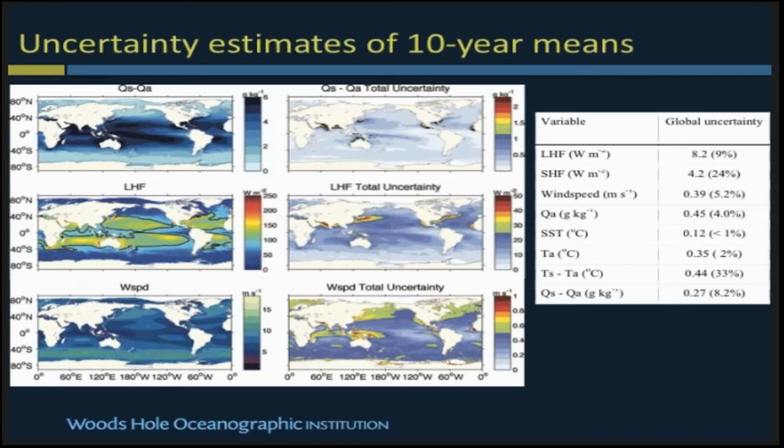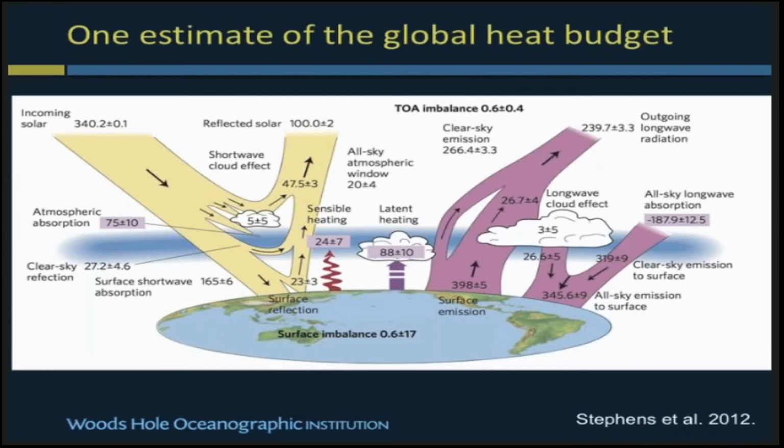In the middle panels, you can see the latent heat flux, the actual values that we have, and then the total uncertainty. You can see it's very different depending on where you are. Notice the western boundary currents, for those of you who aren't oceanographers, that would be the Gulf Stream and the Kuroshio, pop up really nicely on that. And then we have a global uncertainty estimate from that, which is about 10% for latent heat flux and about 25% for sensible heat flux. So one set of comparisons that I've worked on with this is with Graham Stevens.